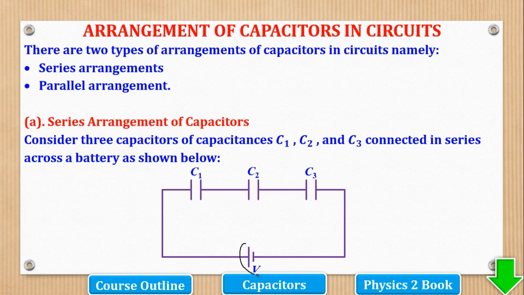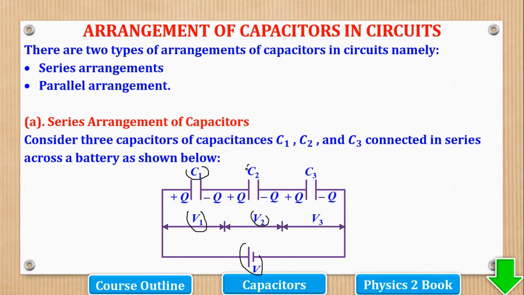Now, because of this PD, there will be charge on each of these capacitors and also a PD for each. So this PD V1 is the one across this capacitor, V2 is the one across this capacitor, and V3 is the one across this capacitor. Then because of the polarity of this dry cell or battery, this is a positive, negative polarity, meaning that this part will be positively charged and this one will be negatively charged. Positively charged, negatively charged. Positively charged, negatively charged.